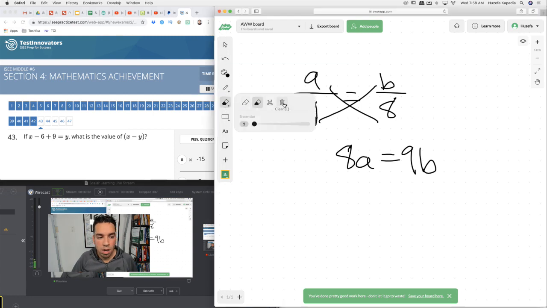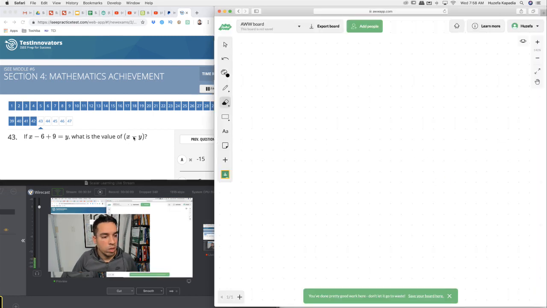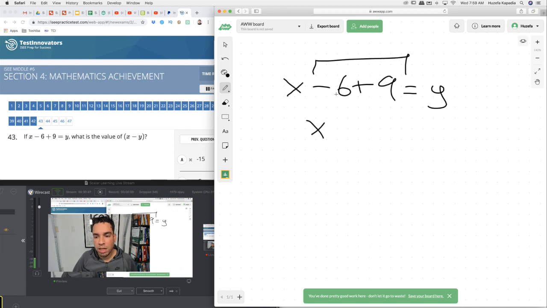X minus Y, X minus 6 plus 9 equals Y. What is X minus Y? Okay, watch this. Here's the deal. Two variables, one equation. We cannot solve for these individual variables. So if you try and do that, you're falling into a trap. Instead, just simplify. Negative 6 plus 9 is 3. X plus 3 equals Y.